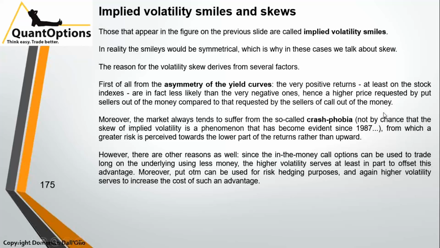Moreover, the market always tends to suffer from the so-called crash phobia. Not by chance, the skew of implied volatility is a phenomenon that has become evident since 1987, from which a greater risk is perceived towards the lower part of the returns rather than upward. However, there are other reasons as well. Since the in-the-money call options can be used to trade long on the underlying using less money, the higher volatility serves at least in part to offset this advantage. Moreover, puts out of the money can be used for risk hedging purposes, and again, higher volatility serves to increase the cost of such an advantage.